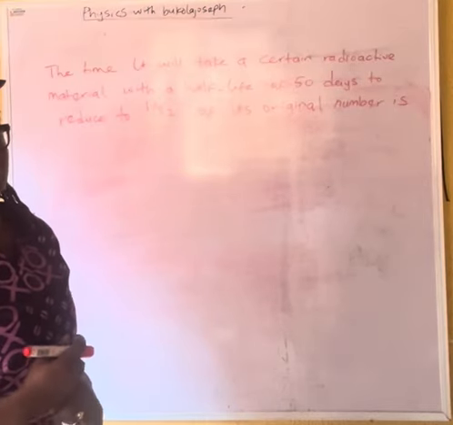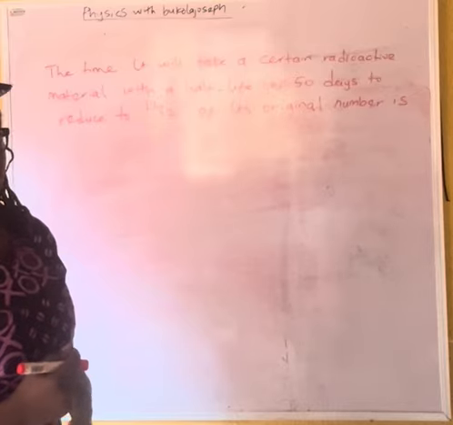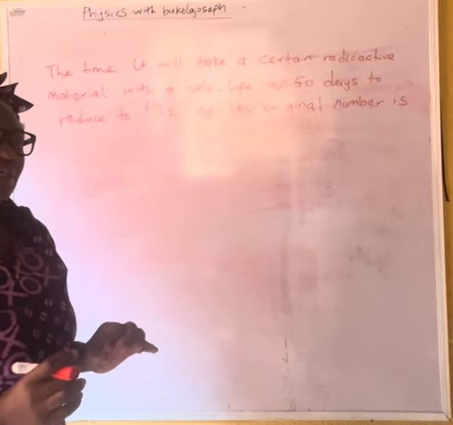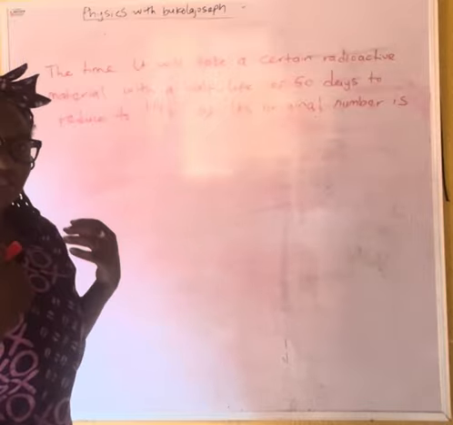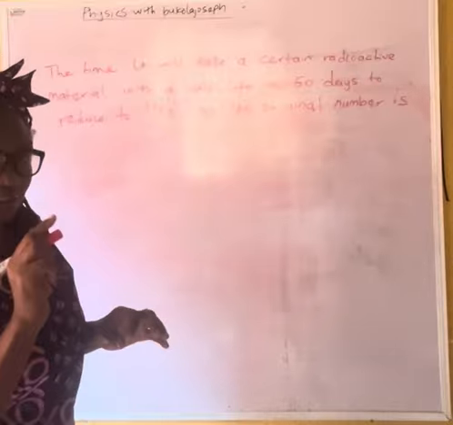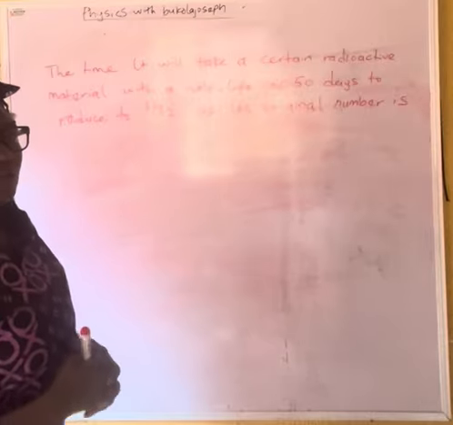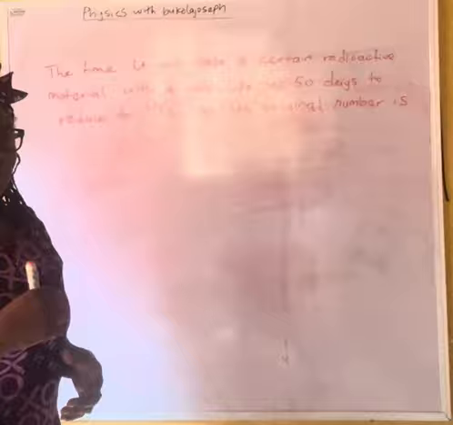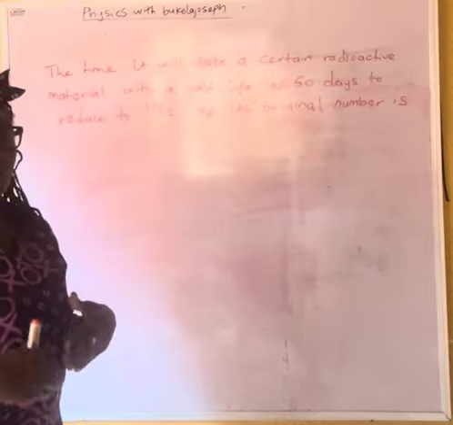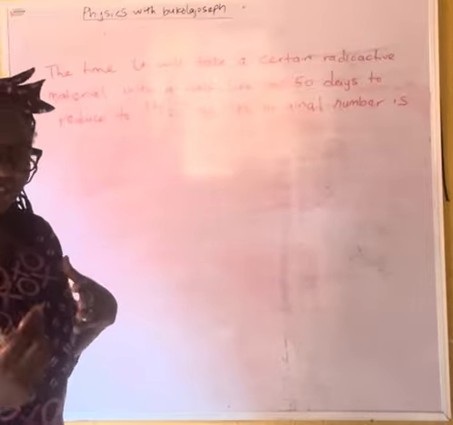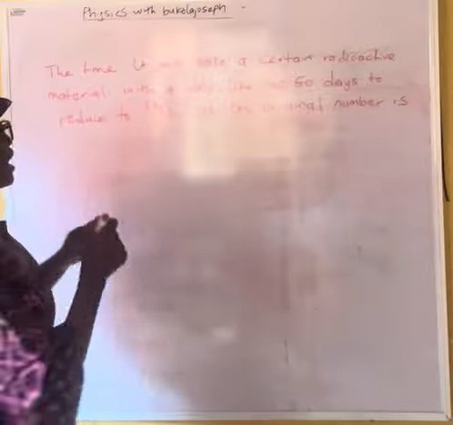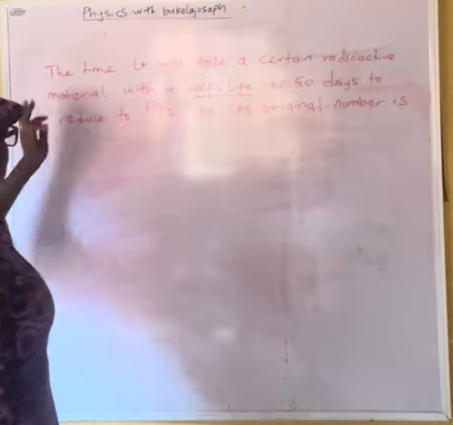You know how to define half-life, but I'll still state it again. Half-life is simply the time it will take half of the atoms of an element to decay, to decay by half. All right. So the time taken for half of an atom to decay, or the time taken for the atoms of an element to decay by half. So now that we have the understanding of what half-life is, let's go back to the question.